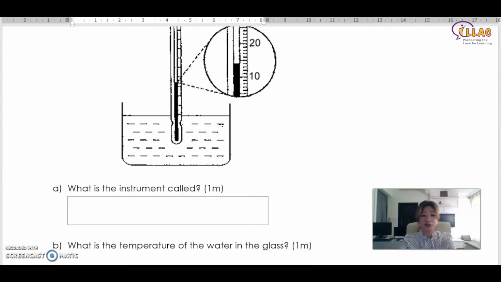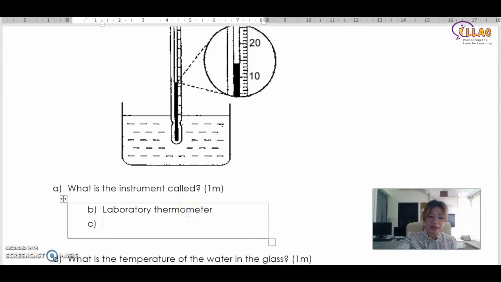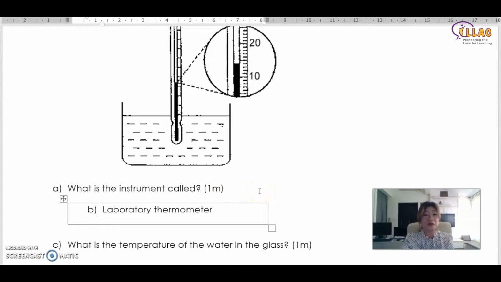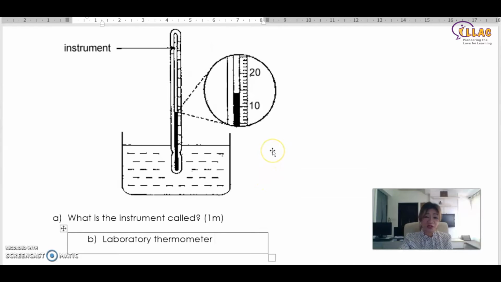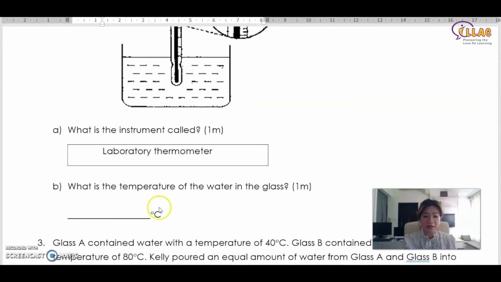If you write just thermometer, some schools might say no. Some teachers might give you okay, it's just a thermometer, that's fine. But it really depends on the strictness of the school. What is the temperature of the water in the glass? So you have to read, you know how to read scales, right? P3, you already know how to read scales. So this is 10, 11, 12, 13, 14 over here. So this answer is therefore 14 degrees Celsius, all right?